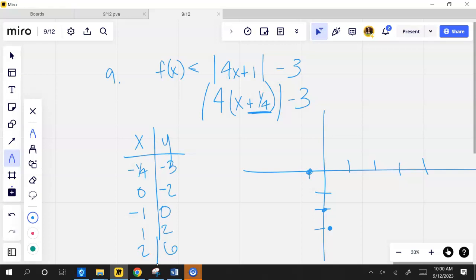Is that right? One, 2, and 2, 6. That's right. Okay. It must just be because my numbering is off. And 2, 6. And that's what they should be. Should I shade up or down? Down, so I'm going to go outside of this.